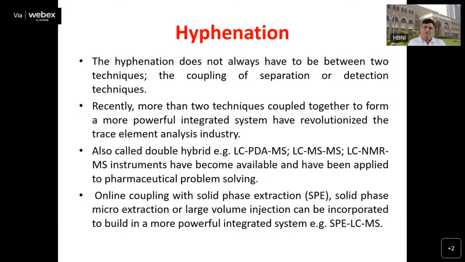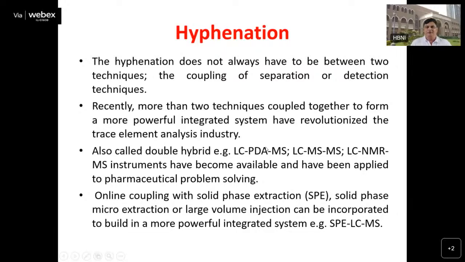They are also termed double hybrid. For example, this is liquid chromatography, photodiode array, MS. This is LC, PDA, and MS. And LC-MS-MS: here the liquid chromatography is combined with two mass spectrometers. These LC-MS instruments have become available and have been applied to various kinds of pharmaceutical problems. They have much utility. These hyphenated techniques are very important tools in the clinical study of various drugs.